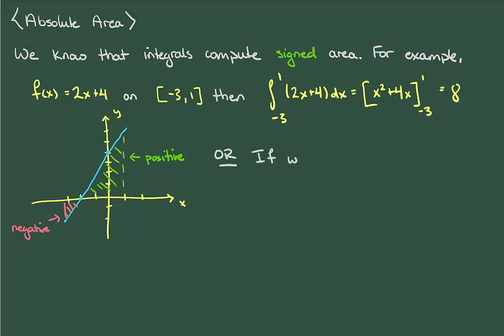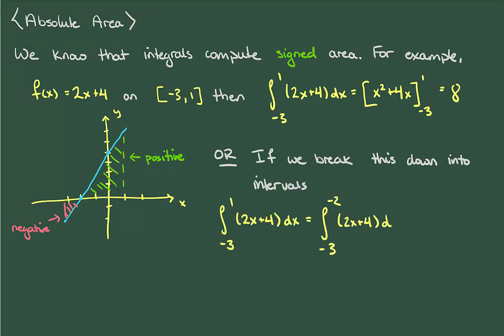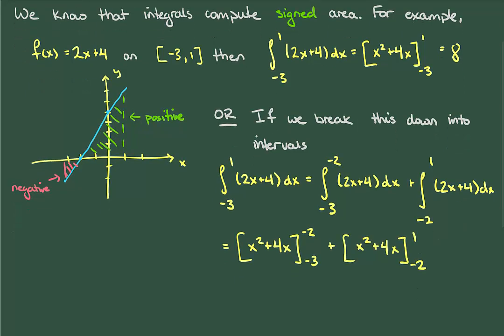Or, to make the negative and positive areas a bit more explicit, we can break this integral into the chunks on which it's positive and on which it's negative. The antiderivative is the same in both cases. It's x squared plus 4x. And we can work out the areas to get -1 and 9, which together give us an area of 8. And since the graph gives us a bunch of triangles, we actually could have just computed this using simple geometry.